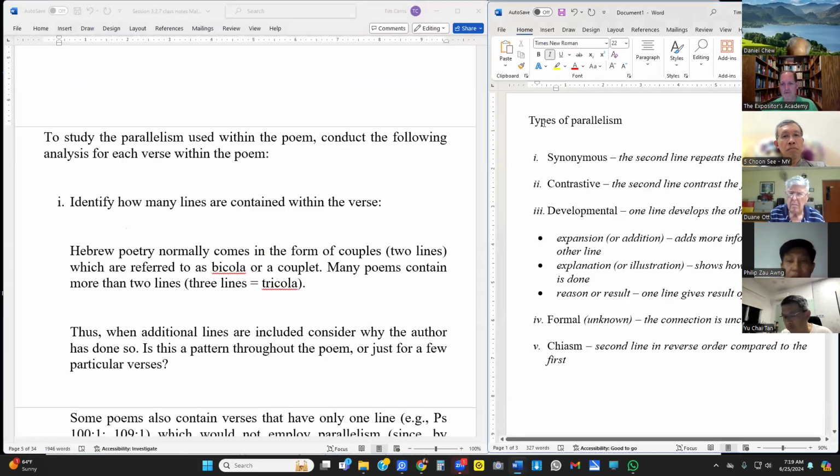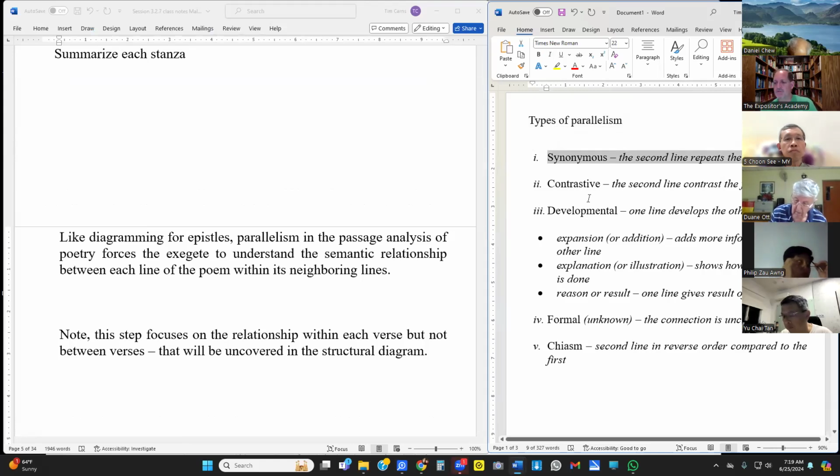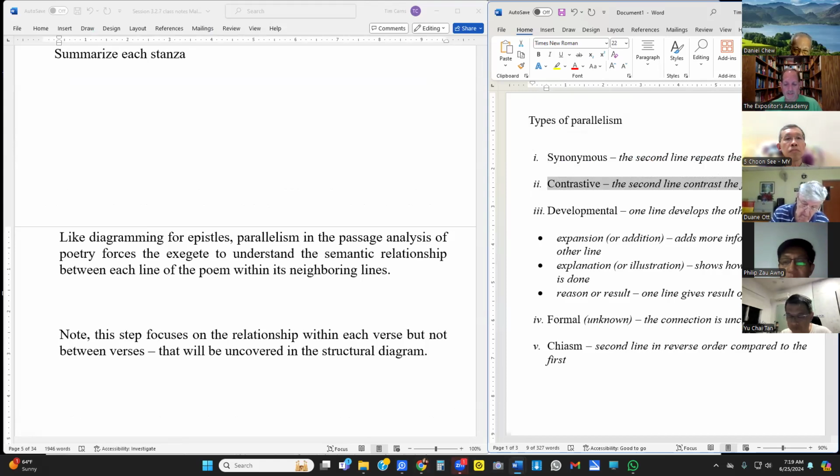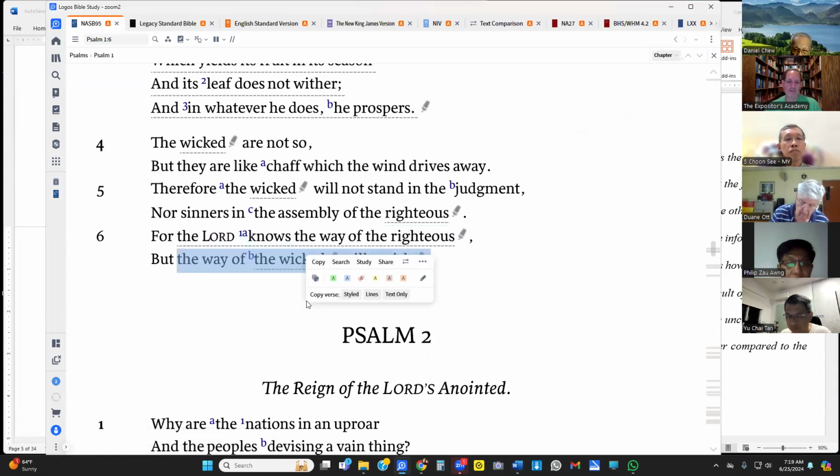If I can, I've got it here on the right. If you guys will remember, the different types of parallelism we have looked at before is synonymous parallelism, which is where the second line essentially repeats the first line using synonyms, but it almost matches exactly in what the statement is. That's very common, probably the most common type of parallelism. Then the second most common is the contrastive. That's where the second line is a contrast to the first. For example, in that particular psalm, the Lord knows the way of the righteous, but the way of the wicked will perish. So there's a contrast being presented there.